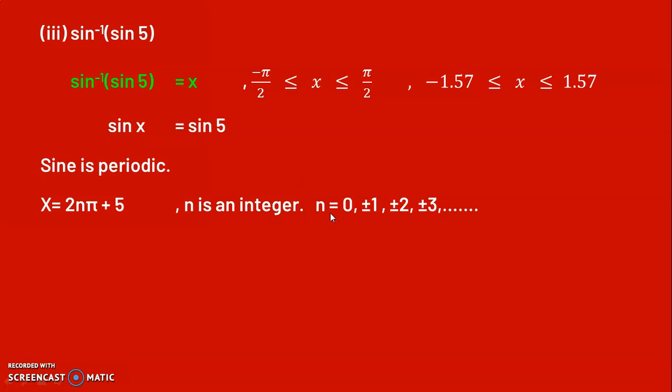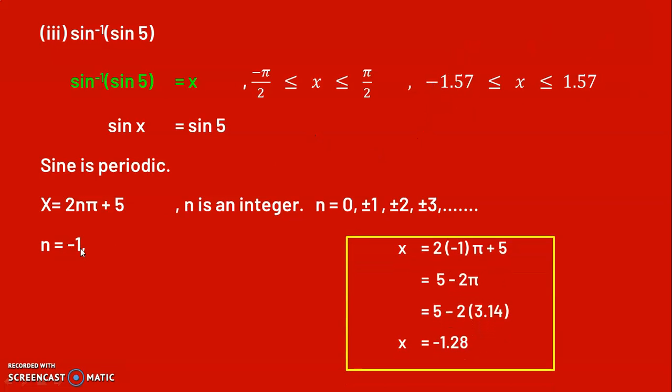So n will take the values 0, plus or minus 1, plus or minus 2, plus or minus 3, etc. Okay. So here n is an integer. So for which value of n does this equation satisfy the condition, that is, x should lie between minus 1.57 and plus 1.57? Okay. So for which value of n does this equation satisfy this rule? Okay. That is, for n equal to minus 1 only will this equation be satisfied.